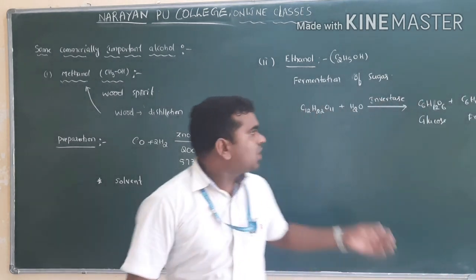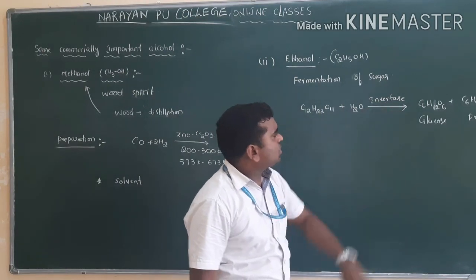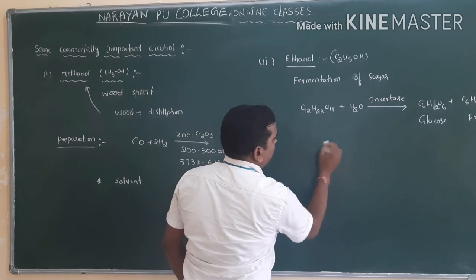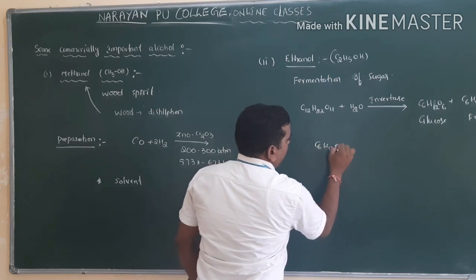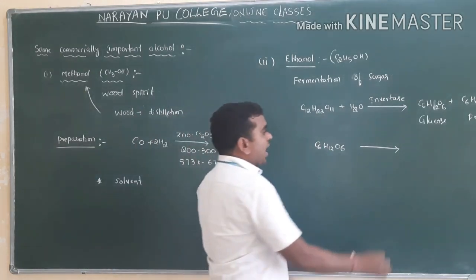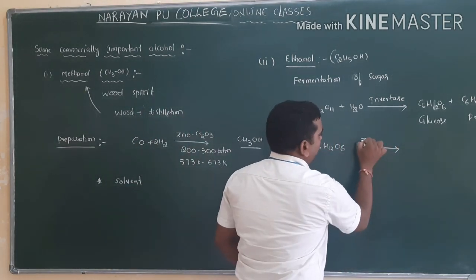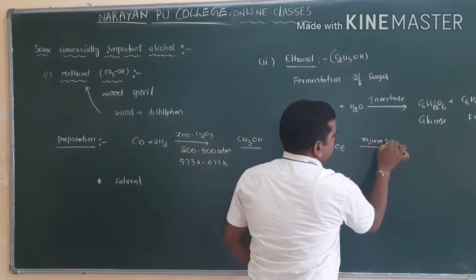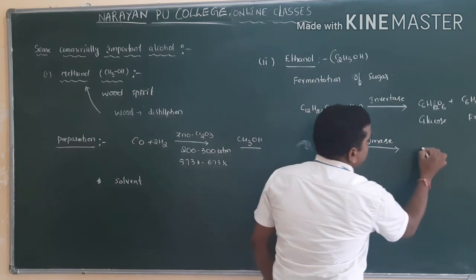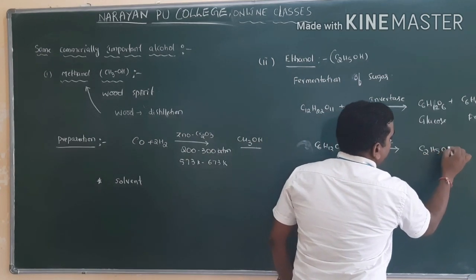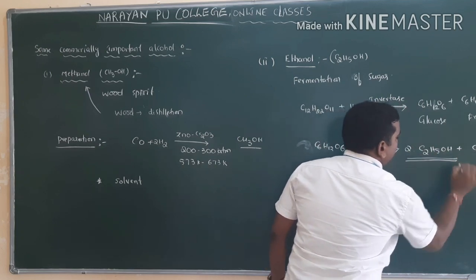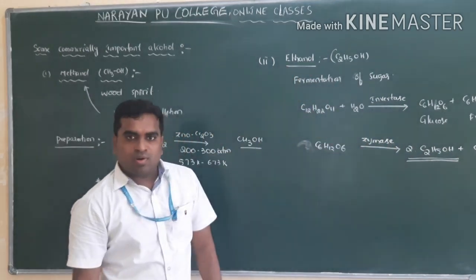Clear? So this is sugar, and you do the fermentation in presence of invertase, you will get glucose and fructose. And this glucose and fructose, C6H12O6, will be converted into alcohol in presence of one enzyme, zymase. Take the 2 moles here. Sorry, take the C6H12O6. You will get C2H5OH plus CO2. Take the 2 moles. What are you getting here? Alcohol. So this is clear.